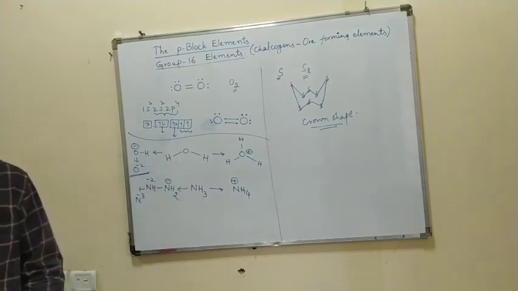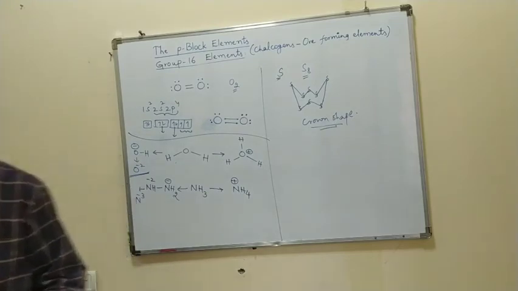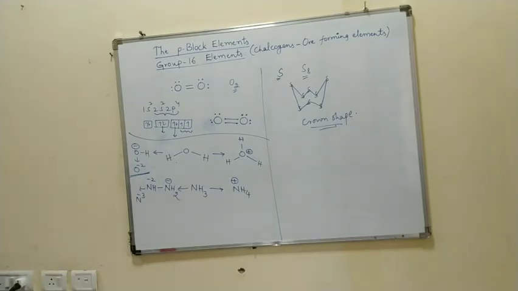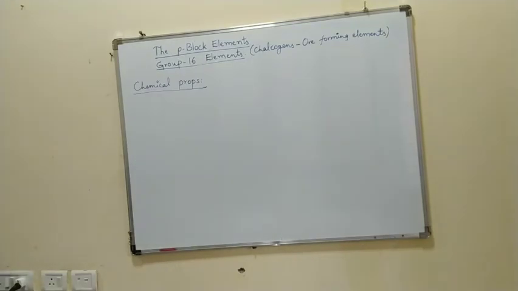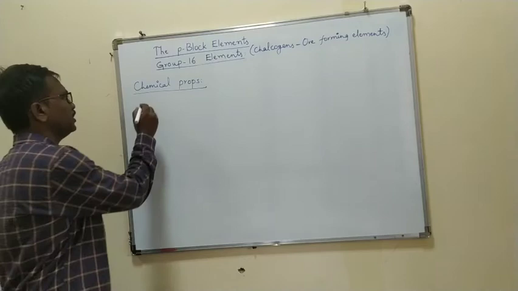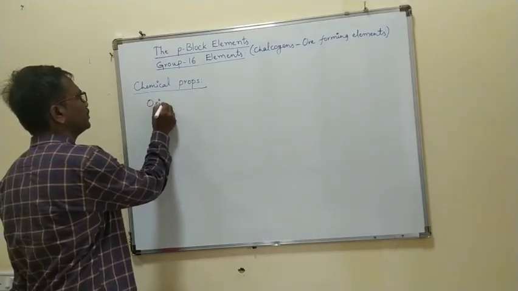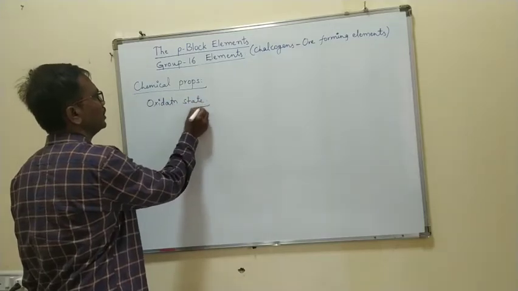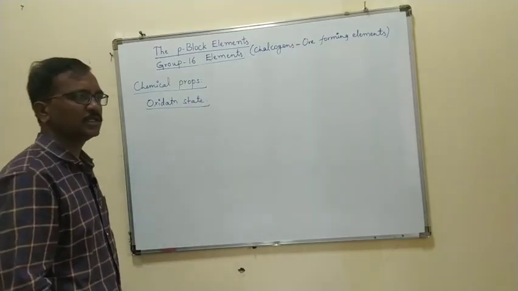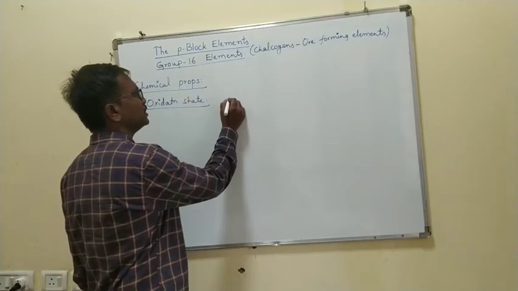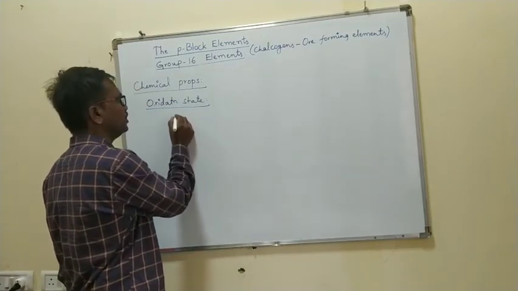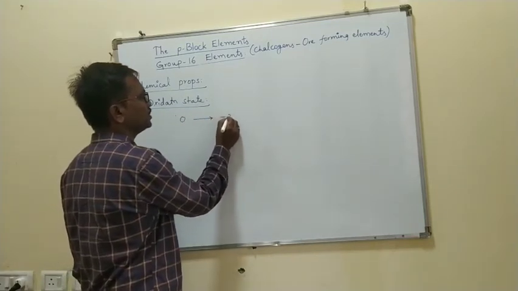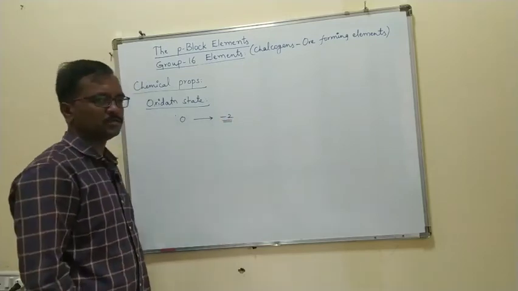Next, chemical properties. In that, oxidation state. First we come to oxygen. Generally, oxygen shows the -2 oxidation state.